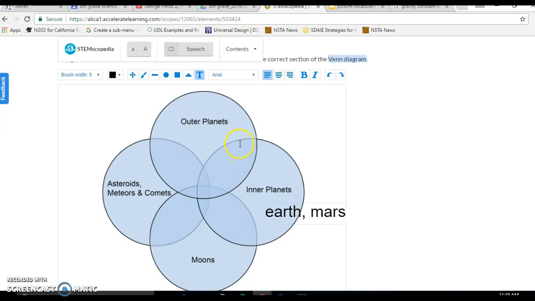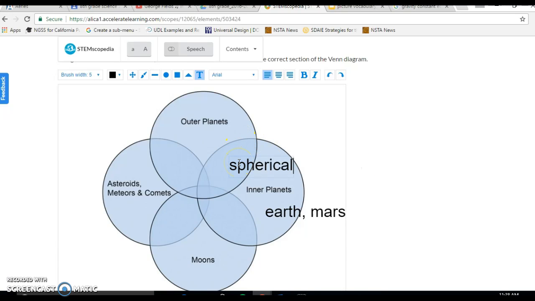So I want to write something in between where these two bubbles overlap, this little space here, that shows that outer planets and inner planets have something in common. So I click the text function again. See if it works here. Alright, and I'm going to put spherical. I'm just giving you an example, right? Because outer planets, inner planets, spherical.